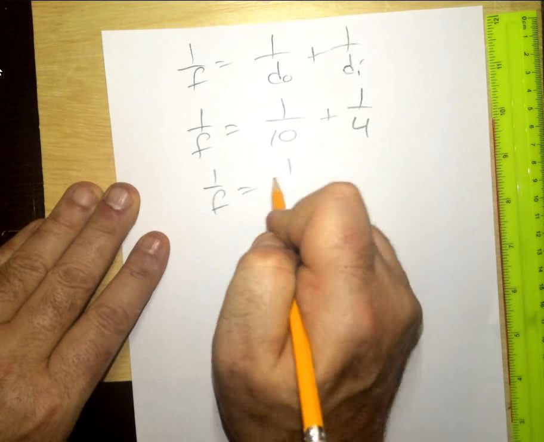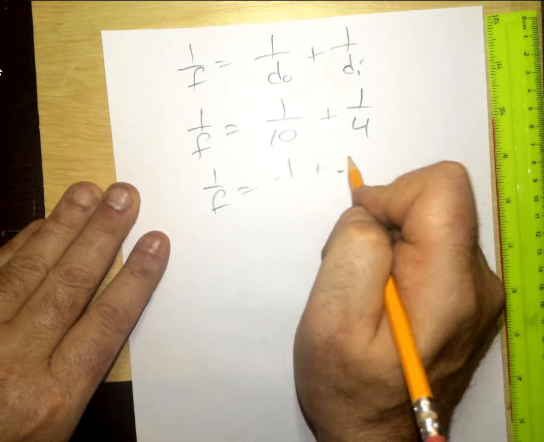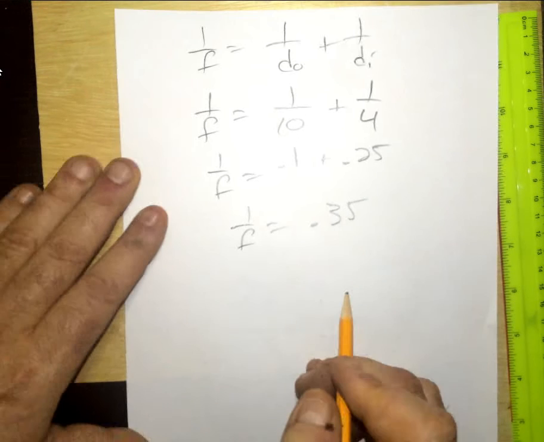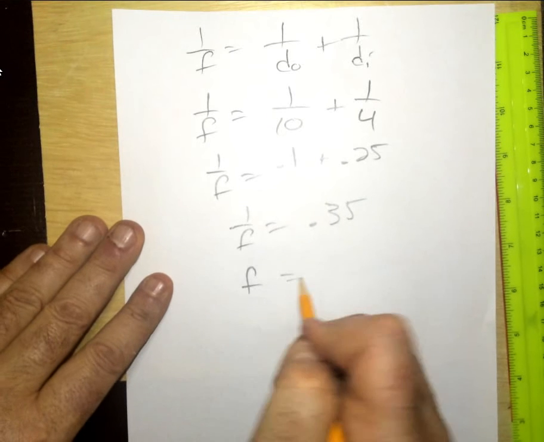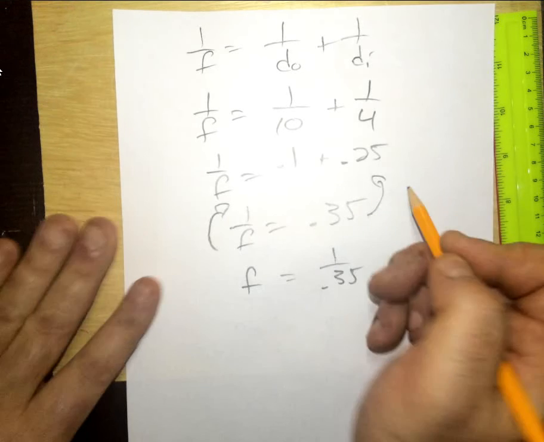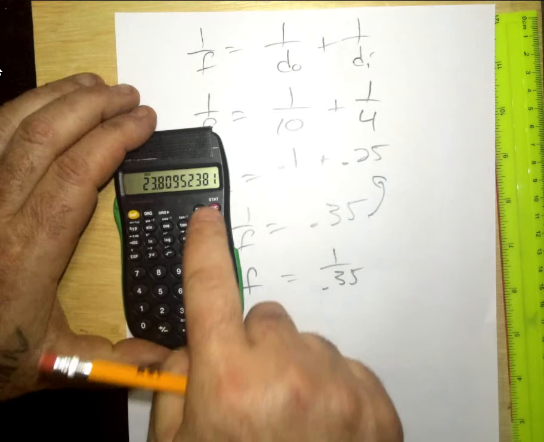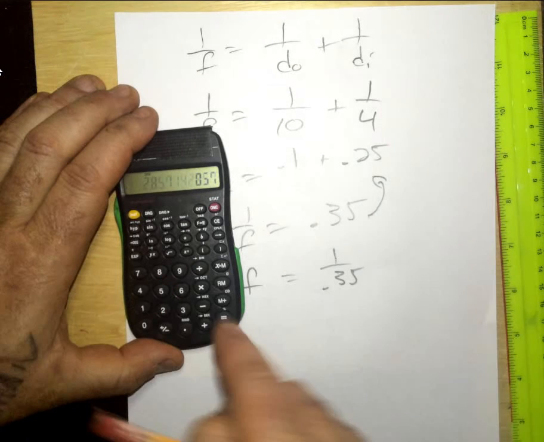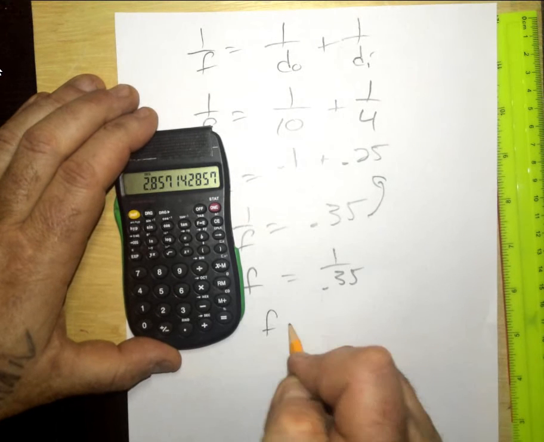So we have 0.1 plus 0.25. 1 over f is 0.35. I flip everything. Now I flip that side, so I'm going to flip that side too. And I know it's going to be around 3. 1 divided by 0.35 is 2.8. That's kind of around 3.